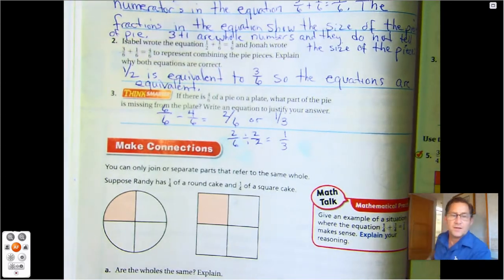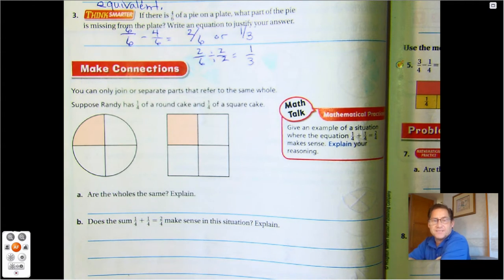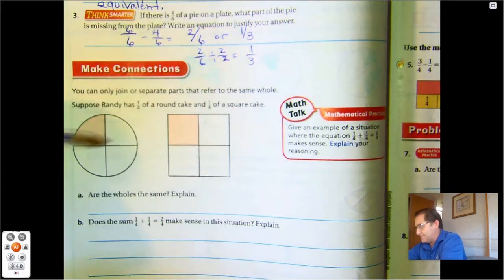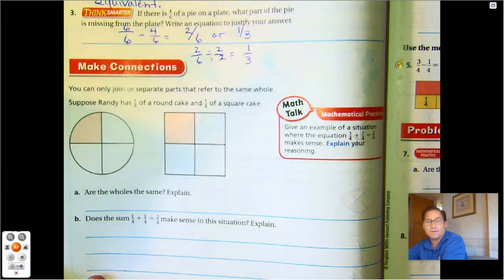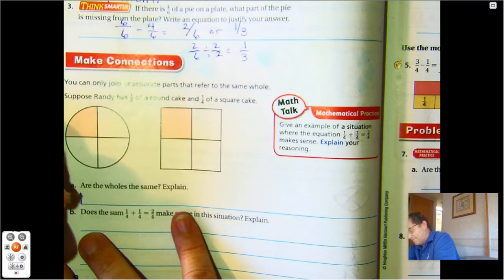You can only join or separate parts that refer to the same whole. All right, so that's good to know. Suppose Randy has 1/4 of a round cake and 1/4 of a square cake. Okay, are the wholes the same? Is this circle the same as the square? No, they aren't the same size.